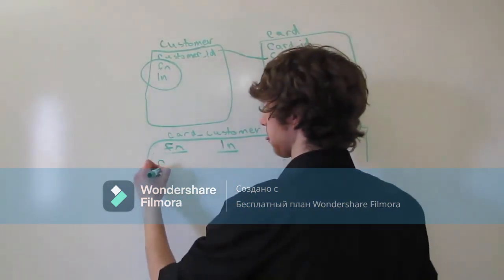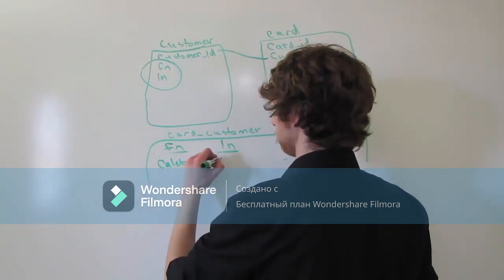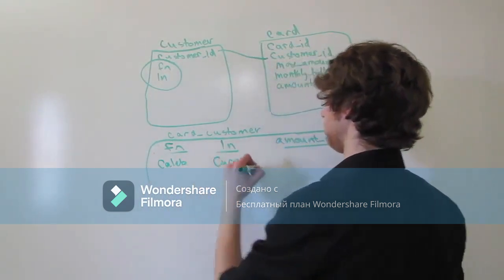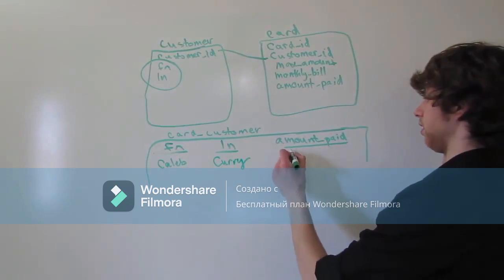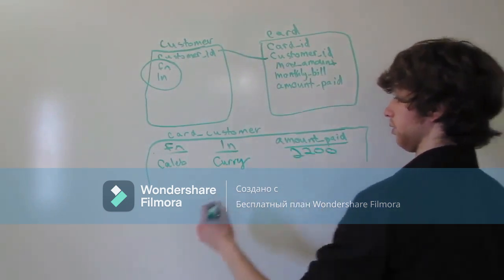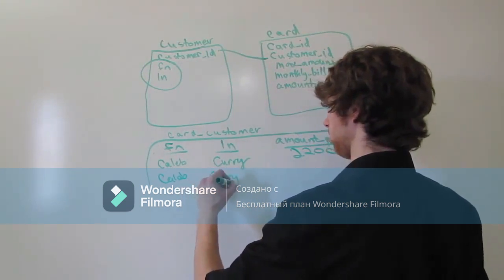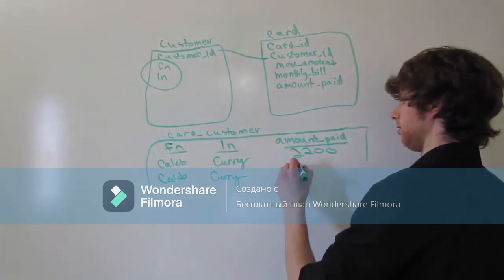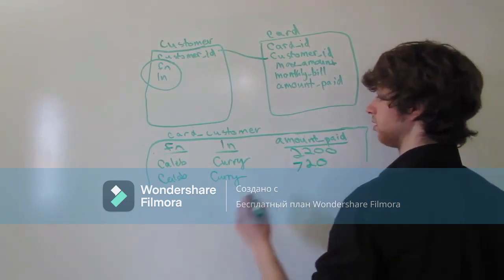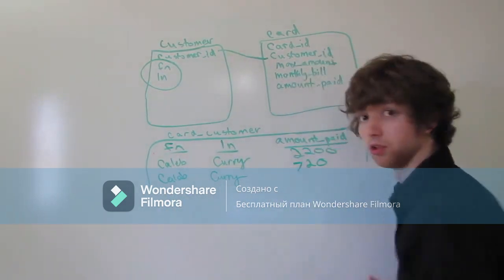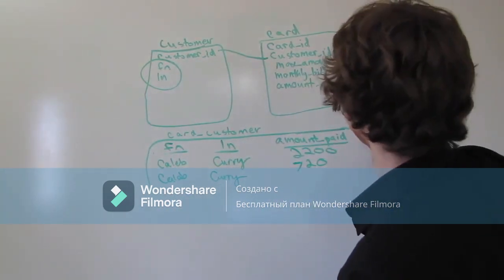We could say Caleb Curry, and then his amount paid on one of his cards is $2,200. Then we also have Caleb Curry, and the amount paid is $720. And if you wanted, you could go in and edit the join to add a max amount.